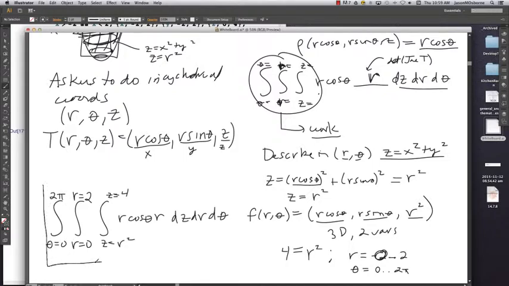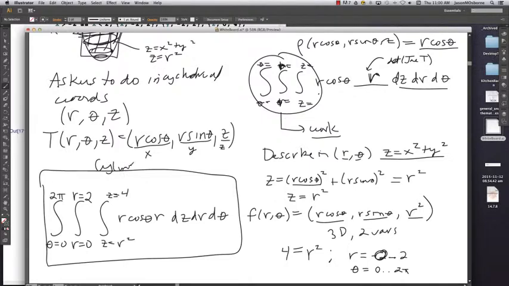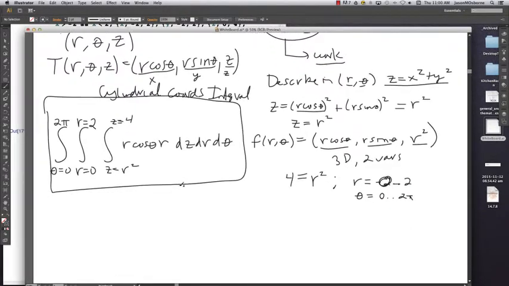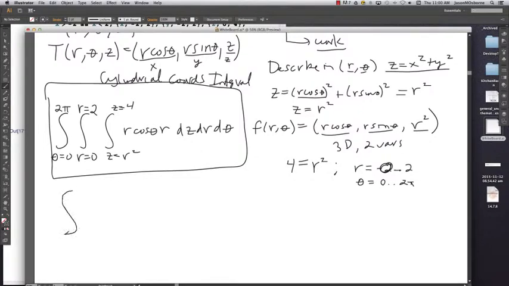So here is the integral that you need to compute. This is the cylindrical coordinates integral. Okay. And this is the cylindrical coordinates version of x dz dy dx, for example.